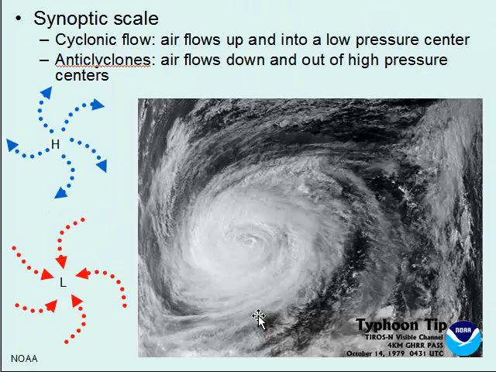We also have synoptic scale, so these are cyclones and anticyclones that develop around high and low pressure centers. Your book has a great diagram and description of what these are. Basically, cyclonic flow is where we have air flowing up and into low pressure zones, so we see it coming into that low pressure zone and then it moves up into the upper atmosphere. Whereas around high pressure zones, we have anticyclones where air flows down into the center of this high pressure zone and then out around on the surface.